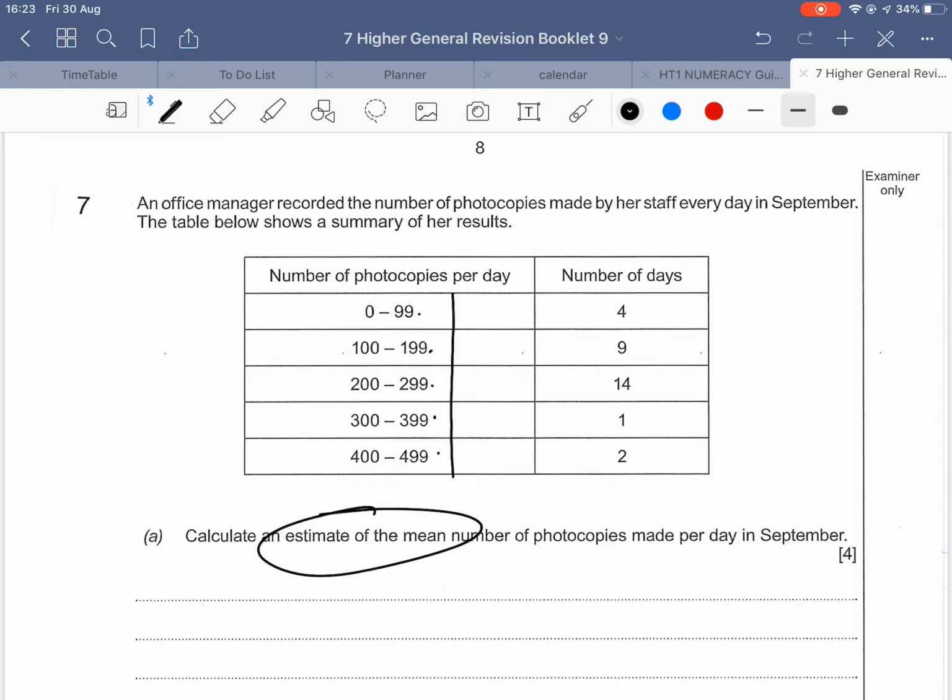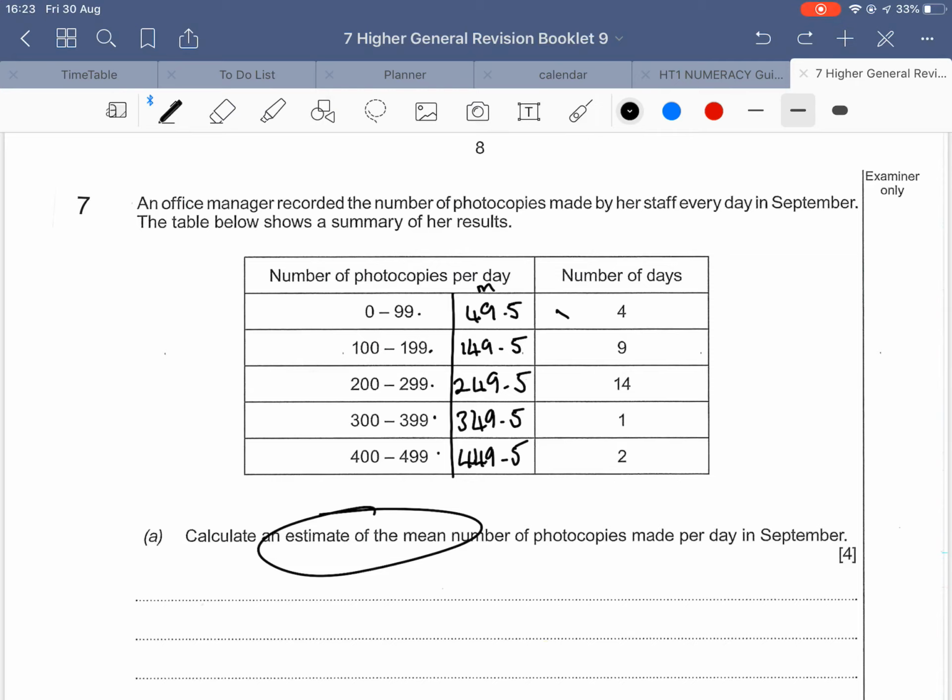So to find our midpoint, we just go between 0 and 99. If you don't know how to do that, add them and half it, which is 49.5. This is 149.5. You should see a pattern. 249.5, 349.5, 449.5. So once we've got our midpoint, because these four could be anywhere between 0 and 99, we're just using the midpoint as kind of like an estimate.